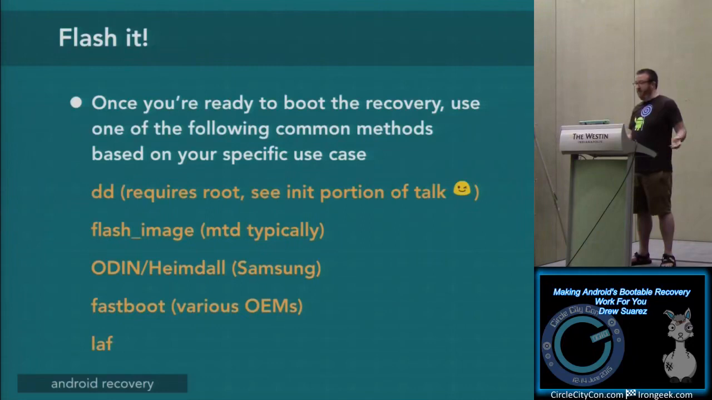So of course, dd is a good way to flash this if you have root and there are no additional write protections on the device. For hints on that, refer back to the init script portion of this talk. The flash_image binary is pretty much for MTD flash devices. This is largely deprecated now. No one really uses this anymore except on low-end gear. We're going to talk about Odin and Heimdall, and specifically download mode, which is provided by Samsung devices.